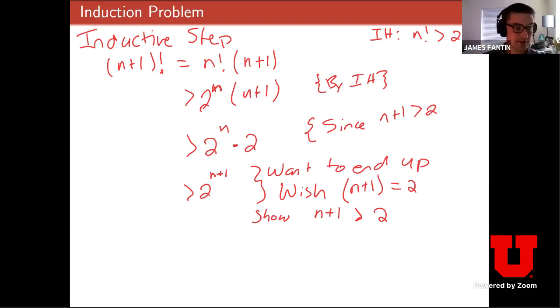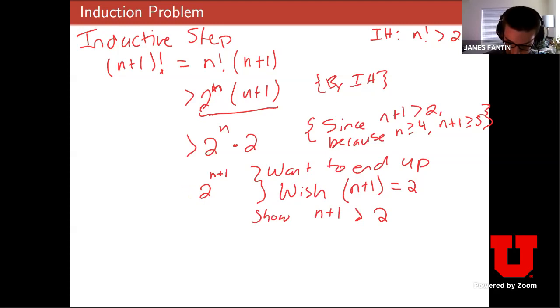Yeah, because the base case is 4. So since n is always greater than or equal to 4, n plus 1 will always be greater than or equal to 5. So n plus 1 is always greater than 2. So we can make this substitution where we take this statement and replace it with something smaller than it. So this greater than symbol holds. And then we would just end up that this is equal to 2 to the n plus 1.